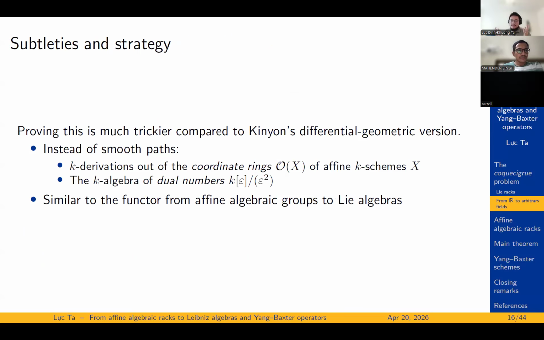So how do we prove this when we don't have the techniques of differential geometry? We're going to have to juggle between a few different definitions of tangent space in algebraic geometry. One of them is derivations from the so-called coordinate ring of an affine scheme to the ground field, and then looking at the algebra of dual numbers, which is kind of an analog of linear approximations in calculus. And the construction will turn out to be similar to the functor from affine algebraic groups to the algebras. But then checking that it all works does take a bit of work.